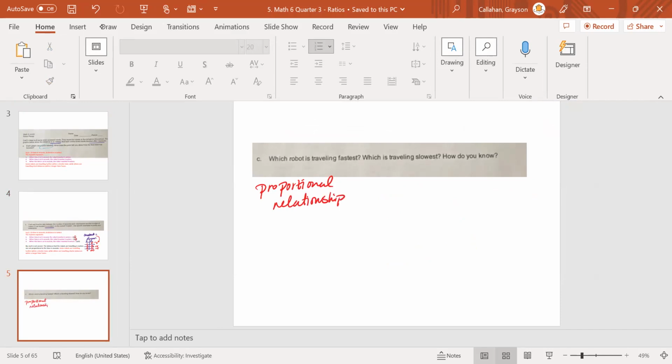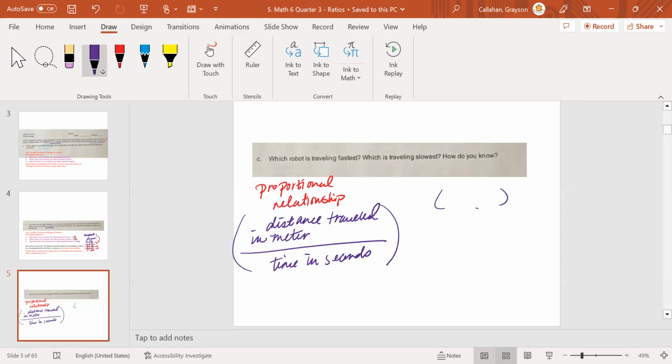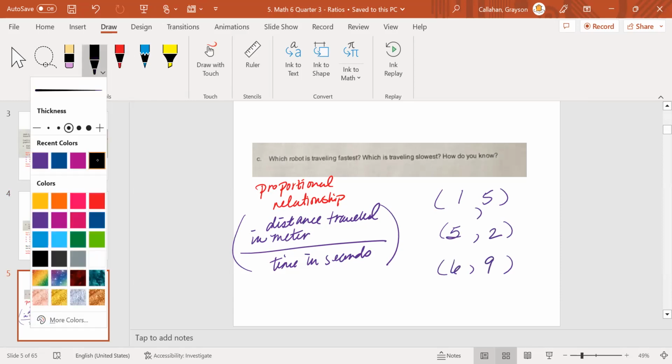Okay, your proportional relationship of this is going to be the distance traveled in meters, divided by time in seconds, right? Remember there were 3 points. What was the first point? The first one was 1, 5, and what was the other one? 5, 2, and then what was the last one? 6, 9. So you will have to write them.